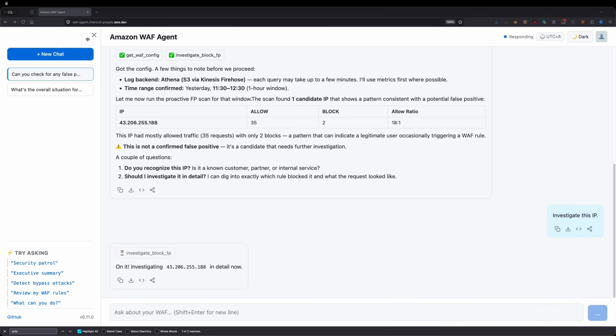Athena queries are slow, so let's wait a moment. In a production environment, there are way more logs than this, and Athena queries take even longer. That's why you should partition your logs by the minute.